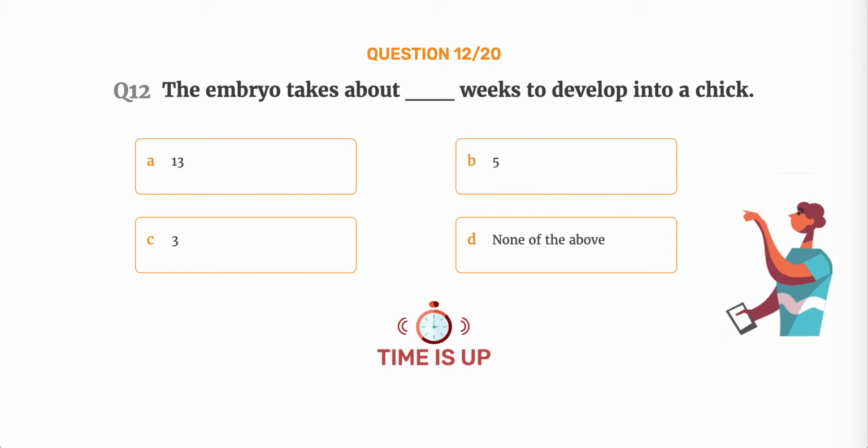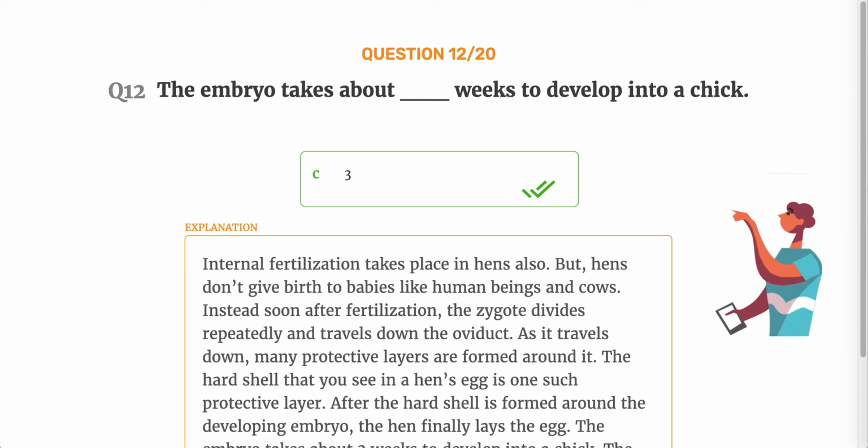The correct answer is option C, 3. Internal fertilization takes place in hens also. But hens don't give birth to babies like human beings and cows. Instead, soon after fertilization, the zygote divides repeatedly and travels down the oviduct. As it travels down, many protective layers are formed around it. The hard shell that you see in a hen's egg is one such protective layer. After the hard shell is formed around the developing embryo, the hen finally lays the egg.